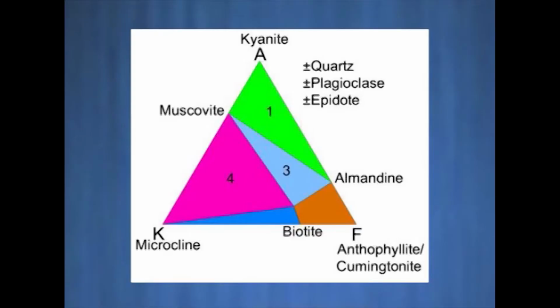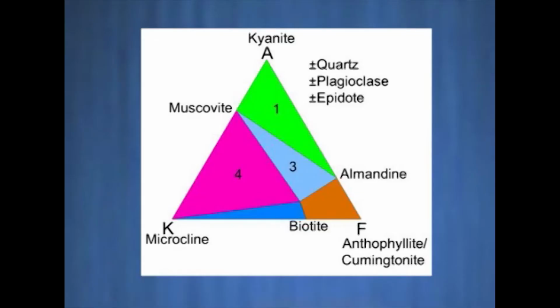The fourth assemblage is kyanite, biotite, muscovite, microcline, plagioclase plus or minus quartz, also known as kyanite biotite schist. Fifth assemblage is biotite, muscovite, microcline, plagioclase plus or minus quartz, also known as biotite schist.